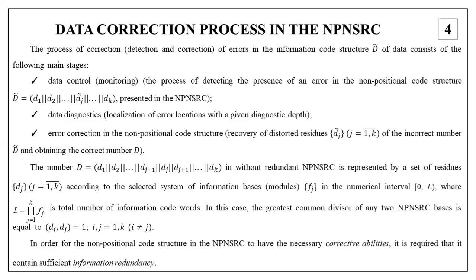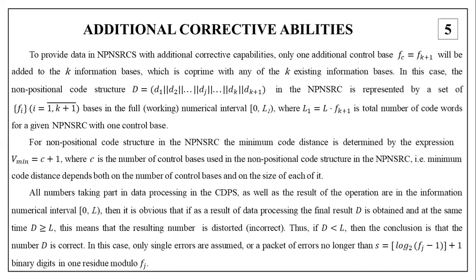In order for the non-positional code structure to have the necessary corrective abilities, it is required that it contain sufficient information redundancy. To provide data in a non-positional number system in residual class with additional corrective capabilities, only one additional control base is added to the K information bases.